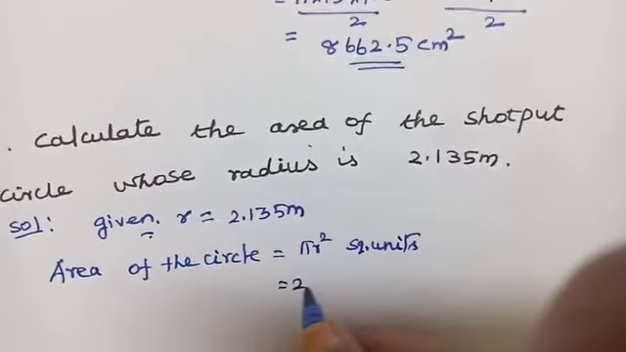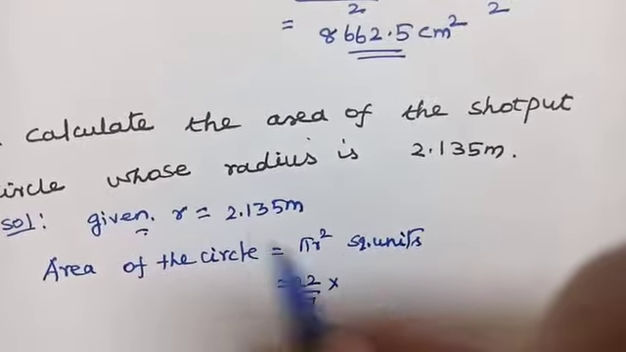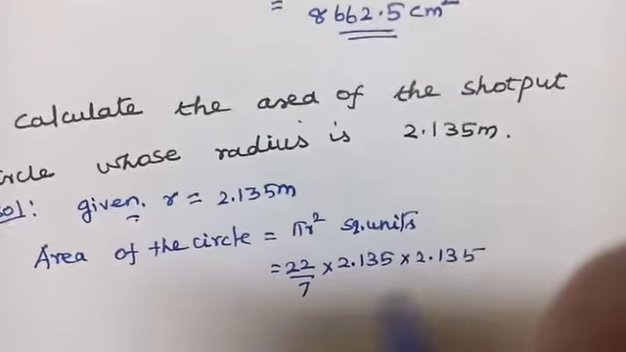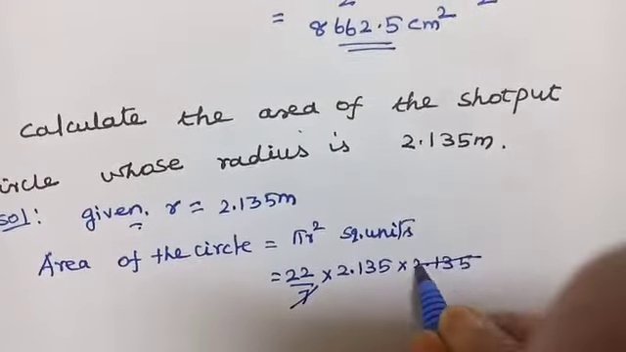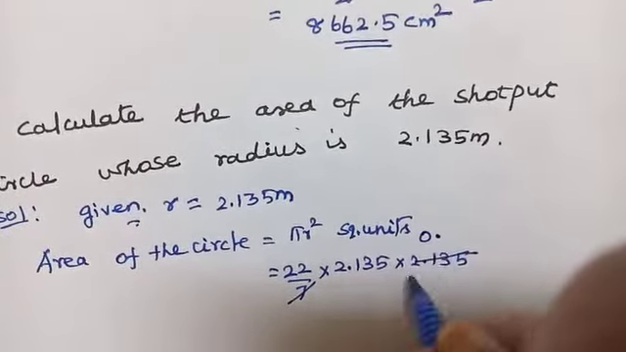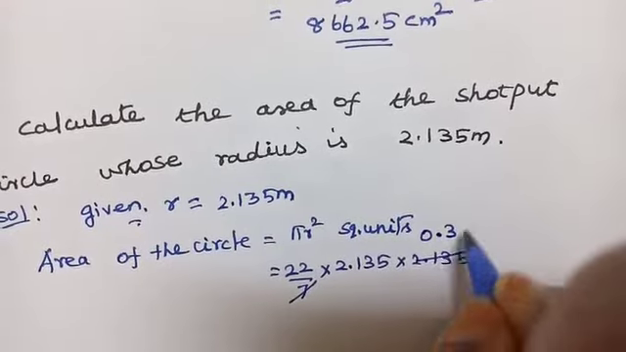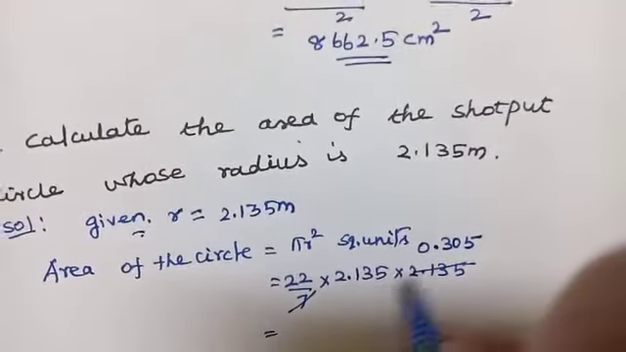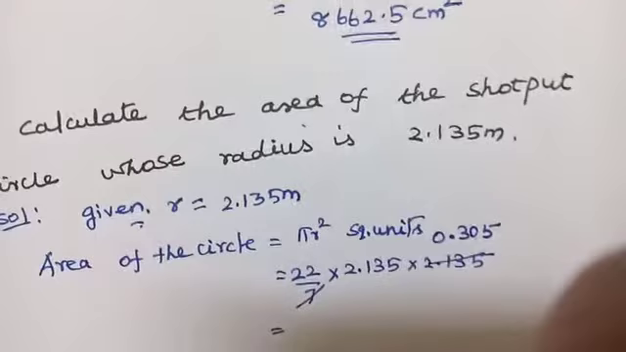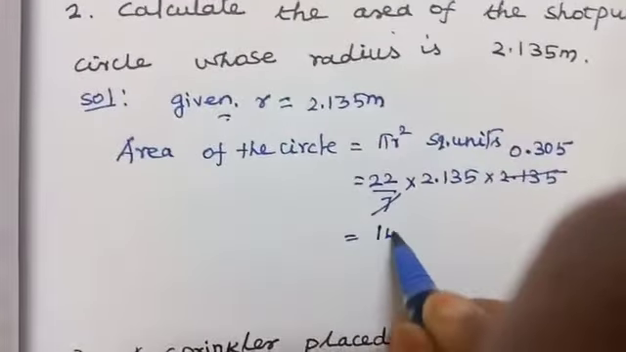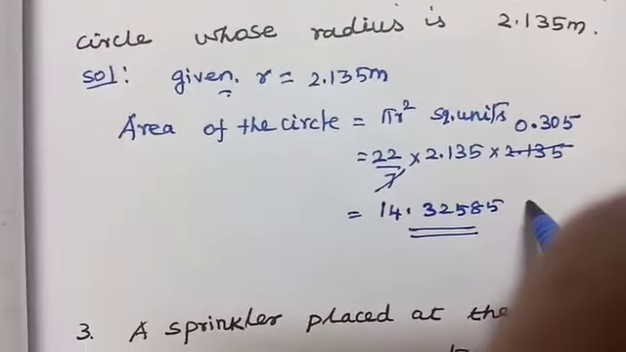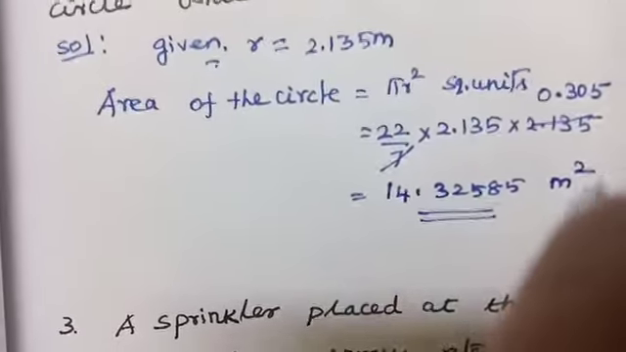So the pi value is 22 by 7 into R is 2.135 meter into 2.135. Now I cancel these terms, 7 and 2.1. First we put 0. 3 sevens are 21, 0. So 3, so 0, 5 sevens are 35. Now we multiply these three terms and we get the answer as 14.32585. Okay children, this is meter, so meter square. This is the area of the shot put circle.